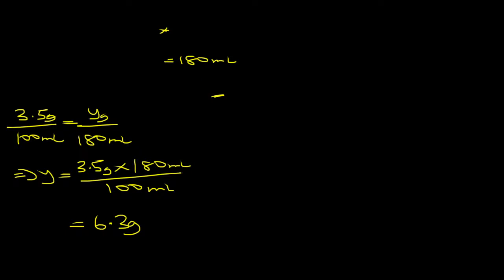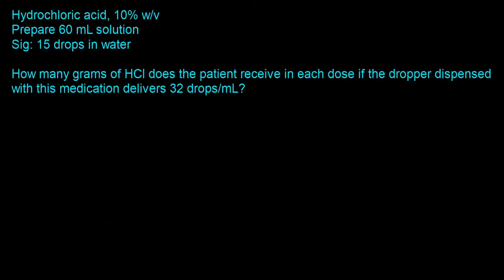Now, this question is quite tricky for some people, and we'll soon find out how easy it can be once you know what you're doing. So here you have your prescription with hydrochloric acid. You have 10% weight by volume, and you're making 60 milliliters, and your instructions are to take 15 drops in water. So the question is asking how many grams of hydrochloric acid, or HCl, does the patient receive in each dose if the dropper dispensed with this medication delivers 32 drops per milliliter.